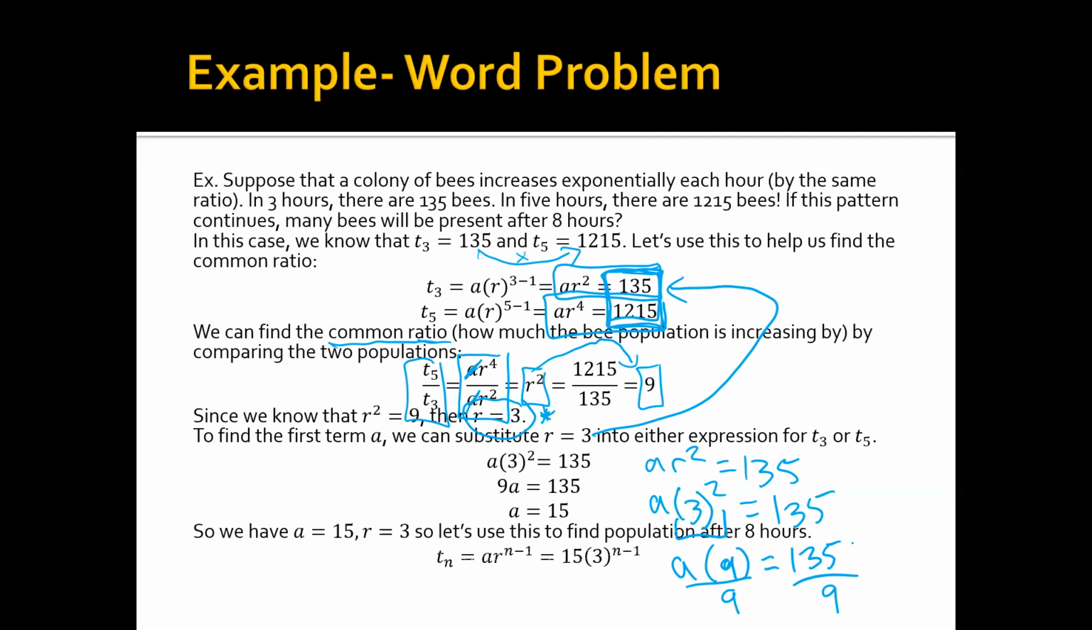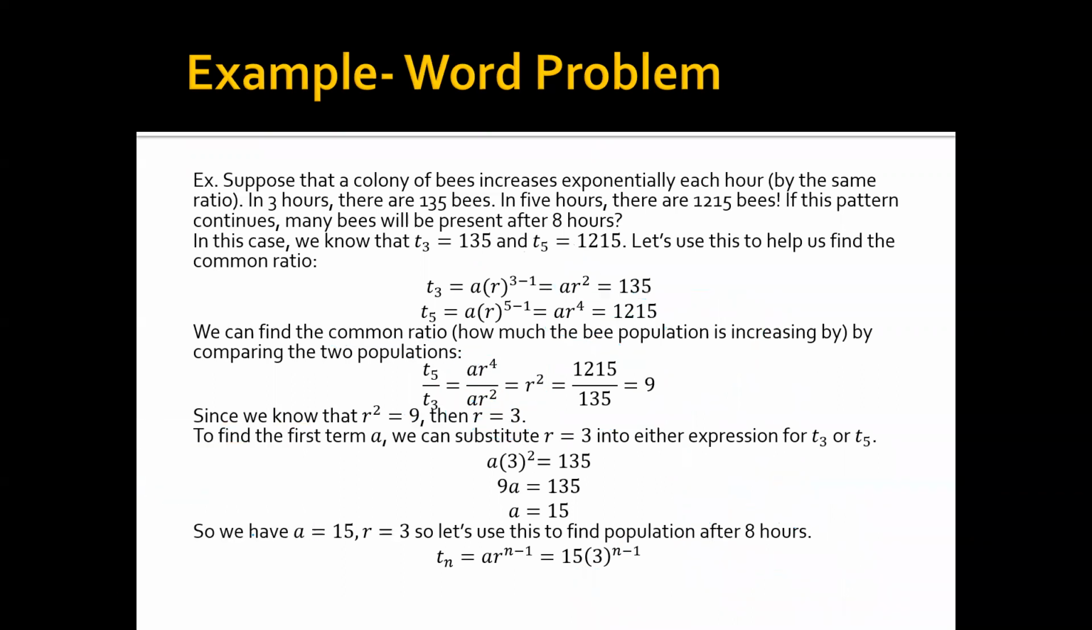So now that you know your initial value and your R value, you can simply sub that into your general expression. So we have the general expression where A is 15, R is 3, and we have the power of n minus 1. Now, a different way you could do this, and people always point this out, this seems complicated, right? Is there an easier way to tackle this?